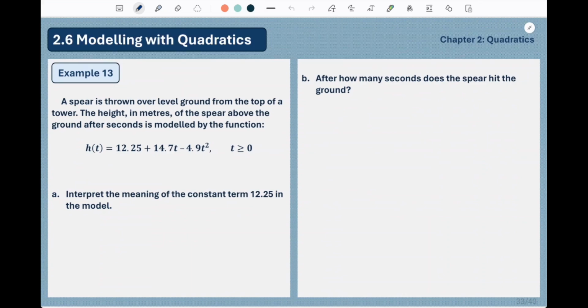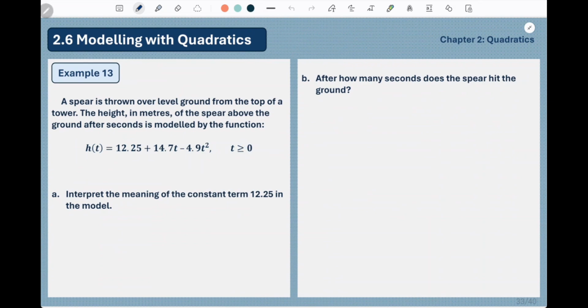A spear is thrown over level ground from the top of a tower. The height in meters of the spear above the ground after t seconds is modeled by the function h(t) = 12.25 + 14.7t - 4.9t squared. So you can see here that height is our variable, what we normally call y, and t, the time, is what we normally would refer to as x, right?